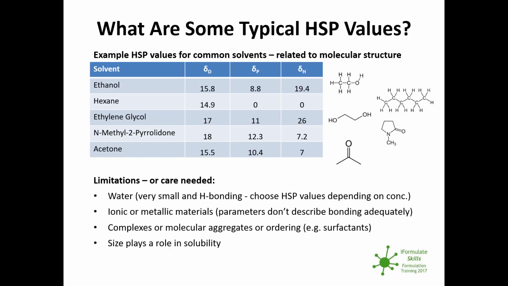Now, ionic and metallic materials can't always be predicted by HSP because the parameters that we've described there don't describe the bonding adequately. We've also got to watch out for complexes or molecular aggregates or ordering, so we've got to be a bit careful with surfactants as well. And we've got to think about absolute size, which plays a role in solubility and in rate of dissolution in practice. So we've got to think about that if we're not getting the results that we think.